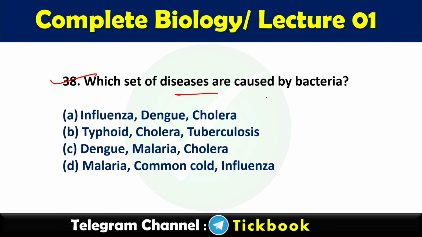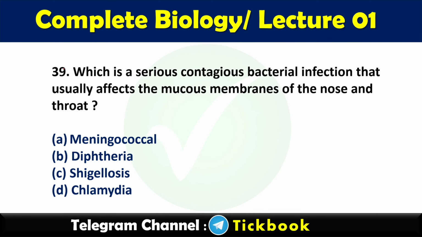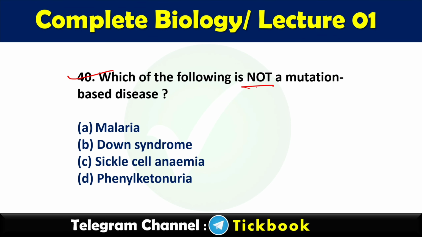38. Which set of diseases are caused by bacteria? Option number B, typhoid, cholera, tuberculosis. 39. Which is a serious contagious bacterial infection that usually affects the mucous membranes of the nose and throat? Option number B, diphtheria. 40. Which of the following is not a mutation based disease? Option number A, malaria is not a mutation based disease.